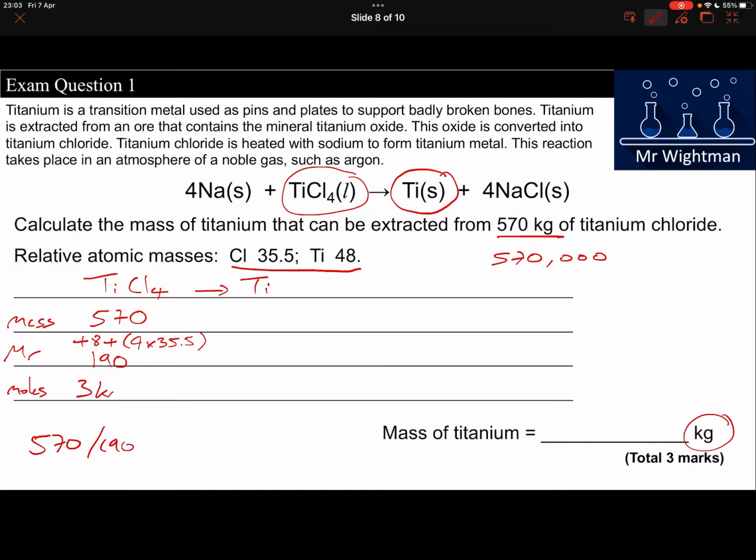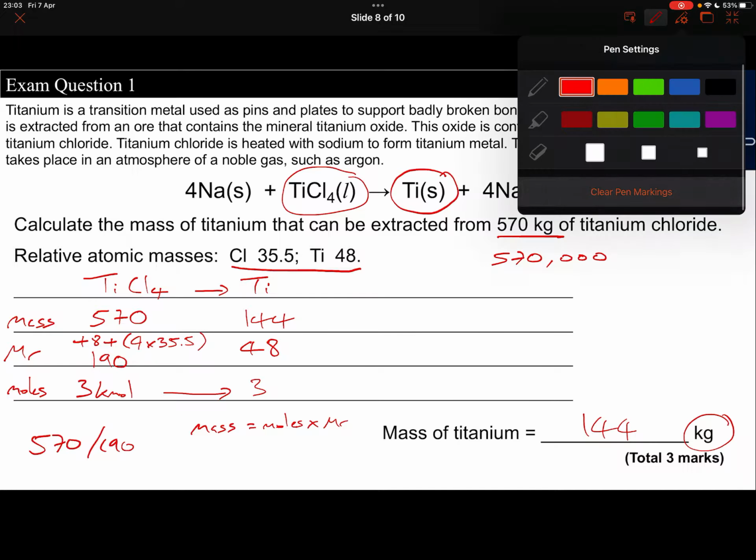Appreciate that this is technically kilomoles, because if I had it in grams, it would be 3,000 moles. The ratio is 1 to 1, so therefore 3 kilomoles to 3 kilomoles, of which the titanium is 48 as a mass number, and mass is moles times MR, and so 48 times 3 will give me an answer of 144 kilograms. Woohoo! And that's it.